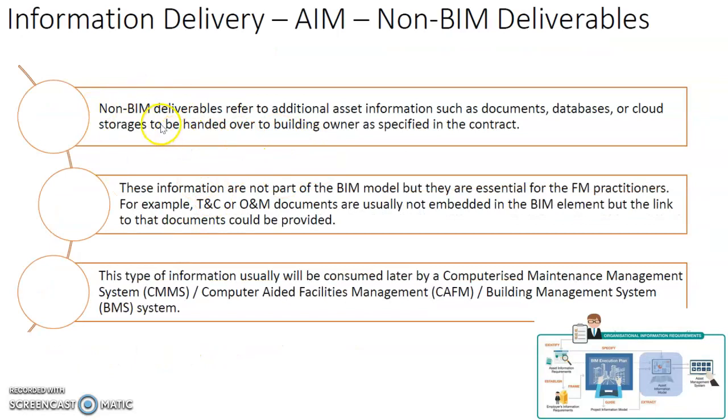So you can also have non-BIM deliverables. They refer to additional asset information such as documents, databases, or cloud storage to be handed over to the end user as specified in the contract. This information is not part of the BIM model, but it is essential for day-to-day operation and maintenance. For example, terms and conditions and the O&M documents are not embedded into the BIM element, but typically there is a link so that the documents can be provided. This type of information will usually be consumed later by a computerized maintenance management system, a computer-aided facility management system, or a building maintenance system.